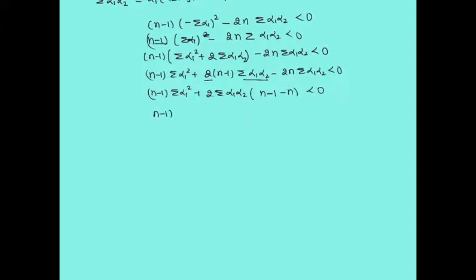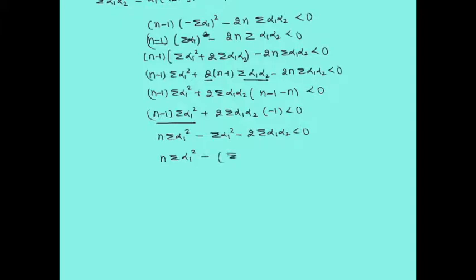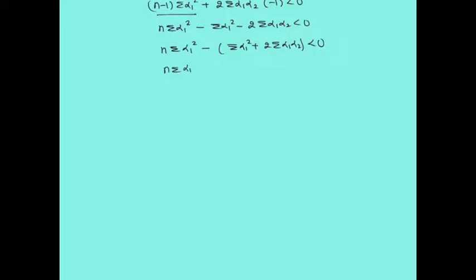So this will come as n minus 1 sigma alpha 1 whole square plus 2 times sigma alpha 1 alpha 2 minus 1 is less than 0. So this we can write as n times of sigma alpha 1 whole square minus sigma alpha 1 whole square minus 2 times of sigma alpha 1 alpha 2 is less than 0. So this will come as n times of sigma alpha 1 whole square minus outside sigma alpha 1 whole square plus 2 times of sigma alpha 1 alpha 2 is less than 0. So this will come as n times sigma alpha 1 whole square minus, this is nothing but what, sigma alpha 1 whole square is less than 0.